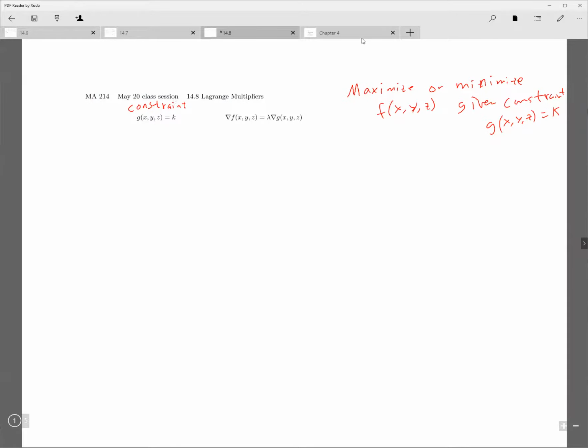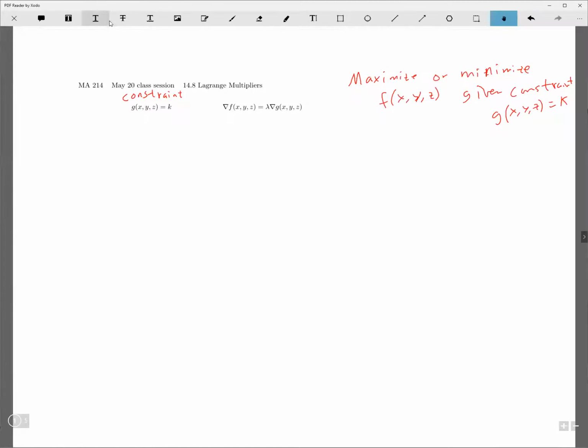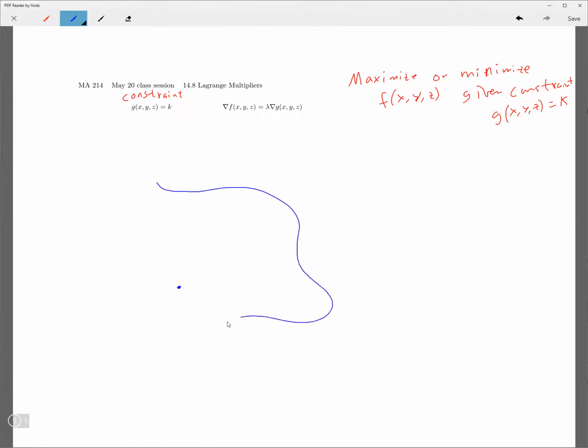Okay. So let me give you an idea of why that's the case. Let's take the distance function, for example. I'll just draw a picture here to try to give you an idea of why this works. Let's suppose we have a point right here, and then we have a curve over here that goes like that. This curve would be our g of x, y, z equals k.